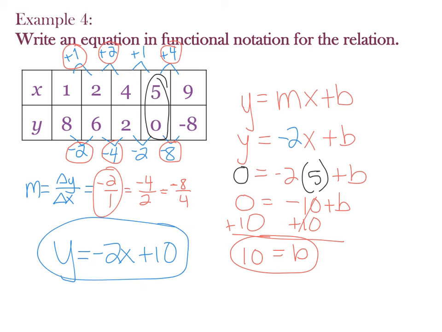And if you ever want to check these, I kind of forgot to mention this, just pick another ordered pair from your table and plug it in for x and y and make sure it works. So if I wanted to try that with the 1 and 8, and I plug a 1 in here, then I should get my output to be 8. So negative 2 times 1 is negative 2, and then plus 10 would give you that 8. And it should work for all ordered pairs in this table, since that is the equation for every point that would be on this line.